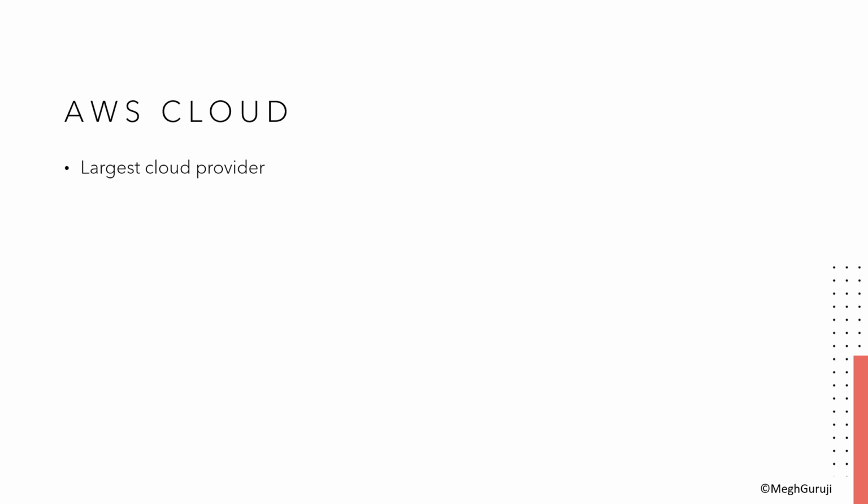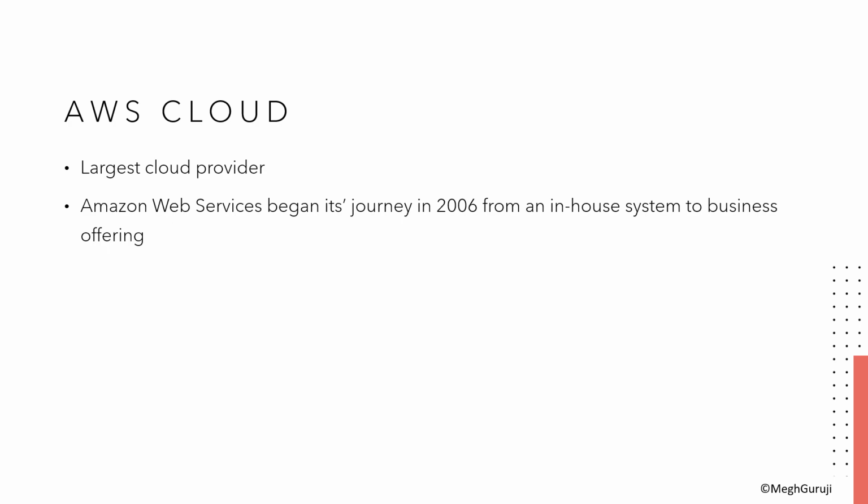I'll try to explain that there are multiple cloud providers at present. Google Cloud is there, then we have Azure from Microsoft, and AWS from Amazon Web Services. AWS is the largest cloud provider in the world now. Amazon Web Services began its journey in 2006. Earlier, as you know, there was Amazon.com.